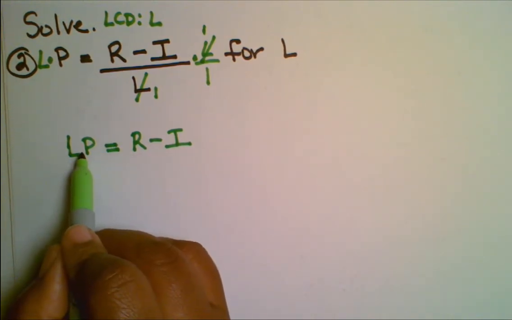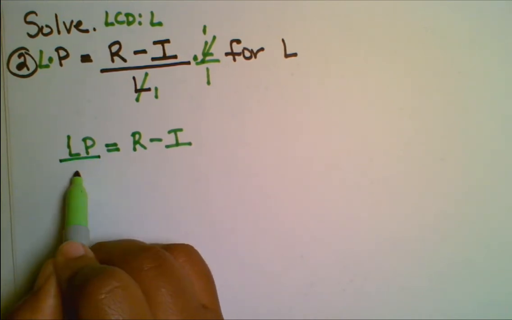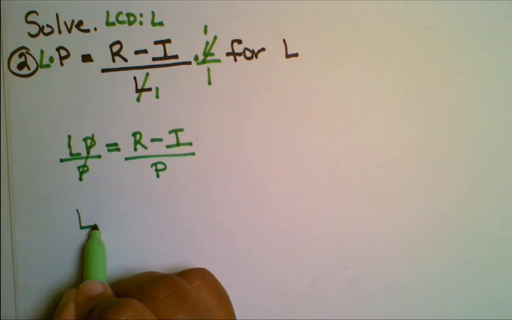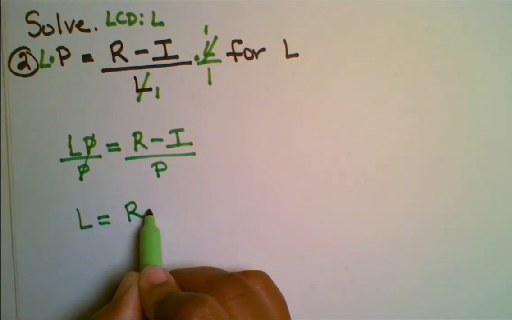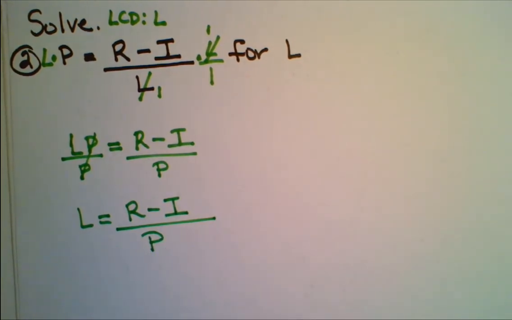We want to move the P over. Since this is L times P, we want to divide P to both sides, and we have L is equal to R minus I all over P. And that is our solution.